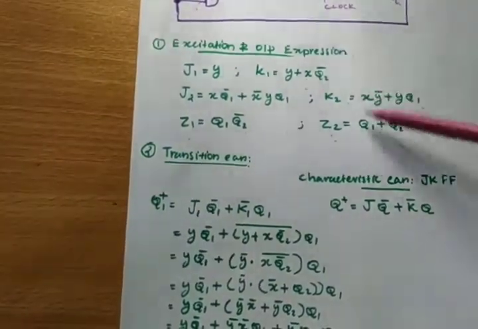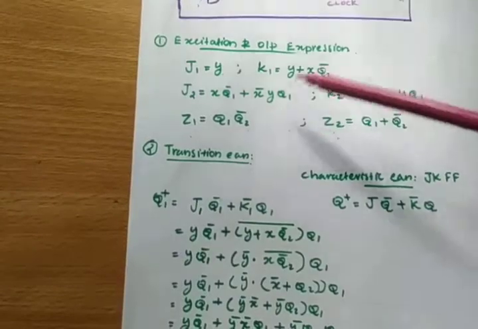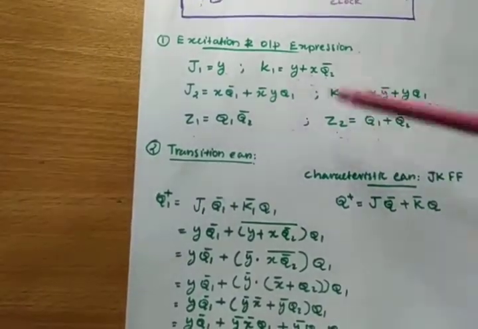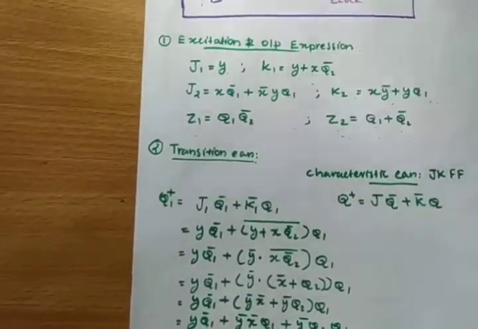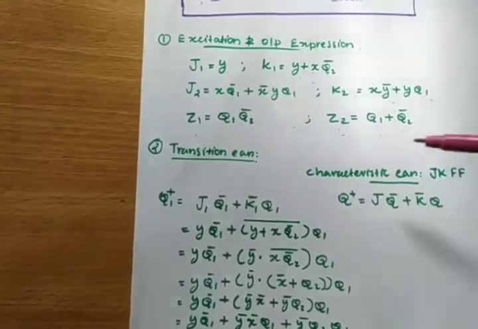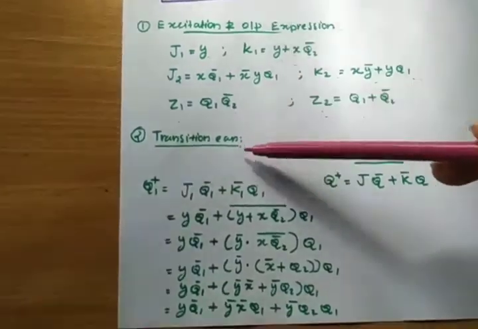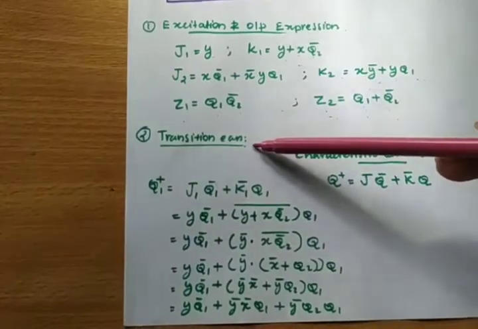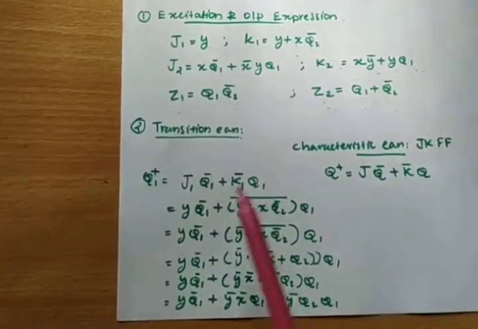So we completed excitation and output expressions J1, K1, J2, K2, Z1, Z2. These 6 things we completed. Next is the transition equation. So the second step is step 2. You have to write a transition equation. So what is the transition equation?